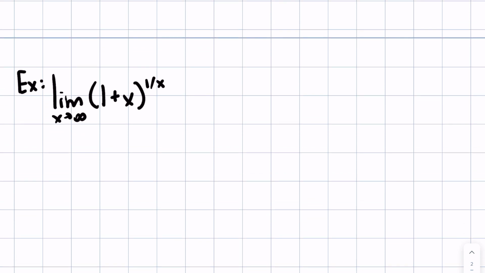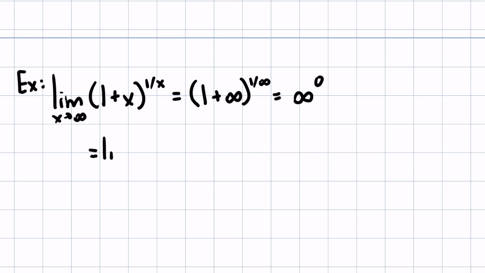So I'm going to do a little example here. We have the limit as x approaches infinity of 1 plus x to the 1 over x power. If we plug in infinity here, we have 1 plus infinity to the power of 1 over infinity, which is infinity to the 0 power. So that is an indeterminate power. Our first step here is going to be to e to the ln this.